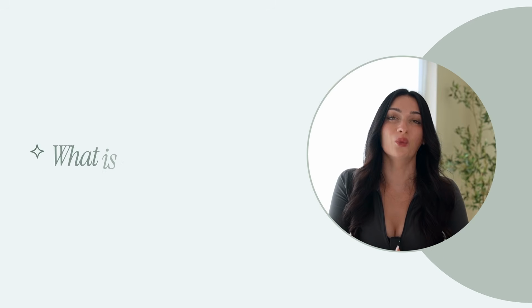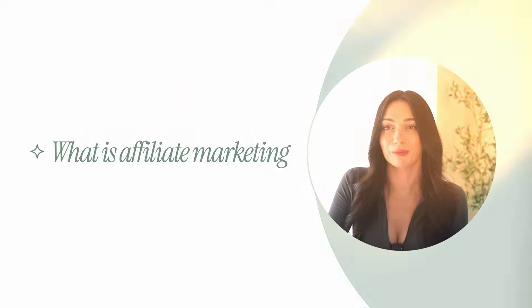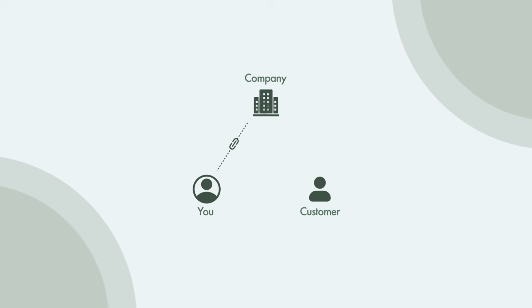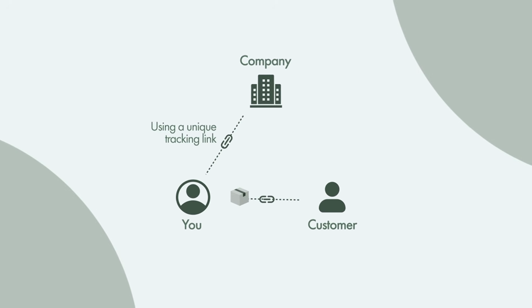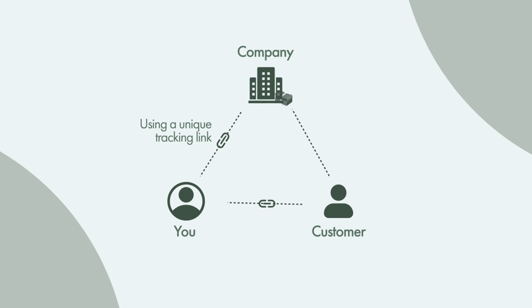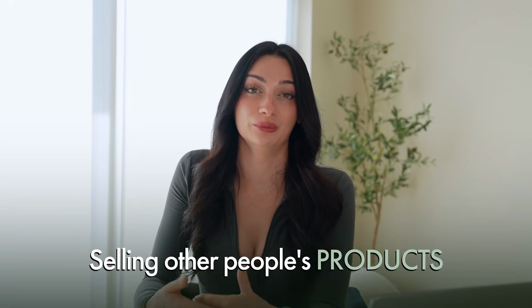So first thing that you need to understand for this is what is affiliate marketing. You may have heard the term before, but maybe you're not sure exactly how it works. So affiliate marketing is when you're promoting a company's products using a unique tracking link. And when you get a sale from your unique tracking link, you will be rewarded a commission from that company. This means you're not going to have to create any products, you don't have to ship anything yourself or manage any support. You're simply getting commission for selling other people's products.